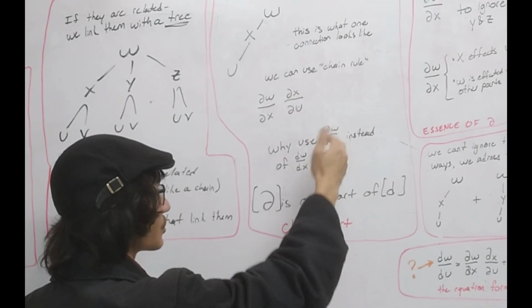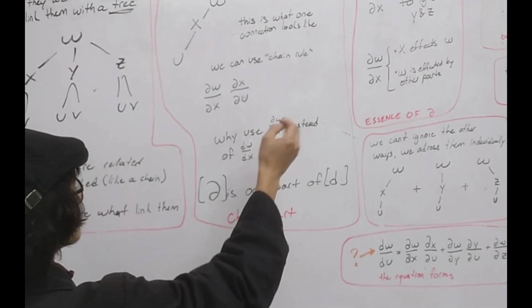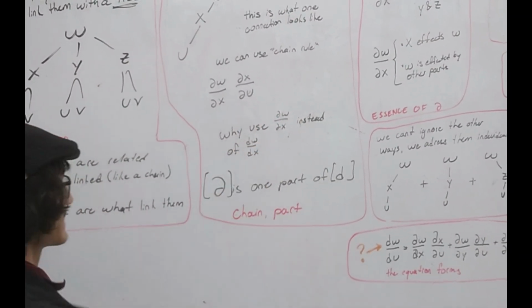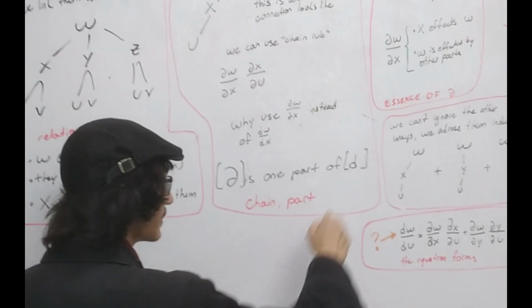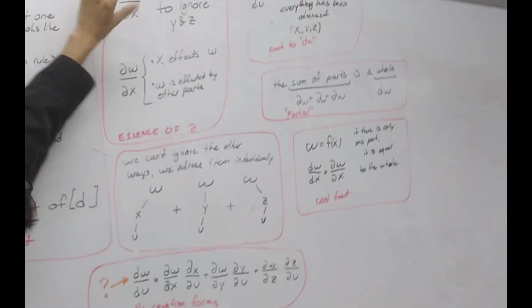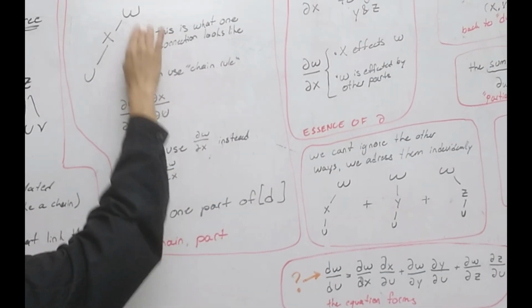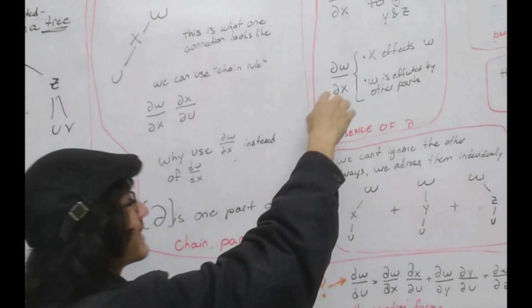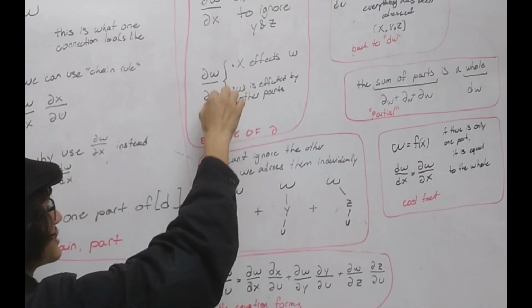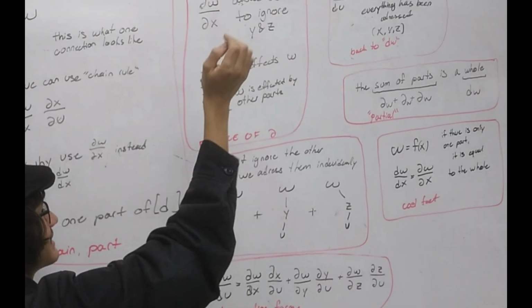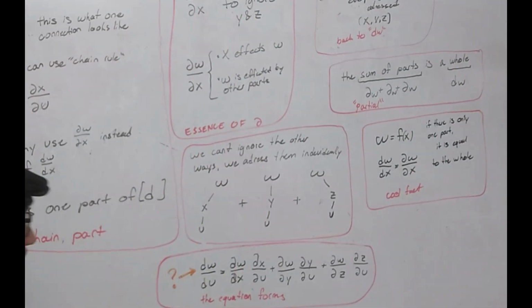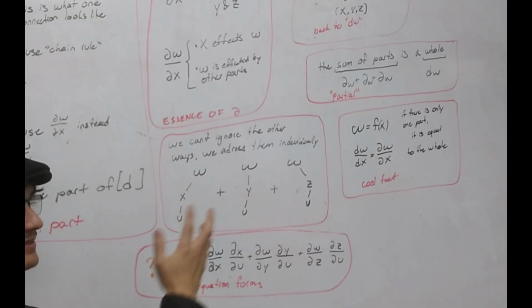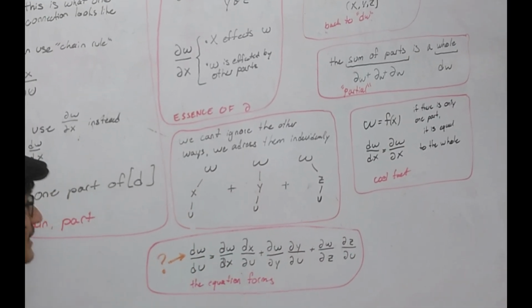So why would we use the partial derivative sign, ∂w/∂x, instead of the full derivative, dw/dx? Well, the partial symbol tells us that it's only one part of the full derivative. So ∂w/∂x essentially allows us to ignore y and z in our calculations. And this symbol gives us important information, such as, yes, it's true that changing x changes w, but it also tells us that w is affected by other parts. So we can't just ignore the other ways, because that's just losing information.